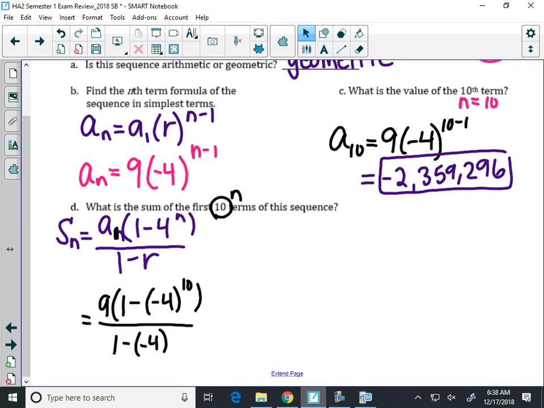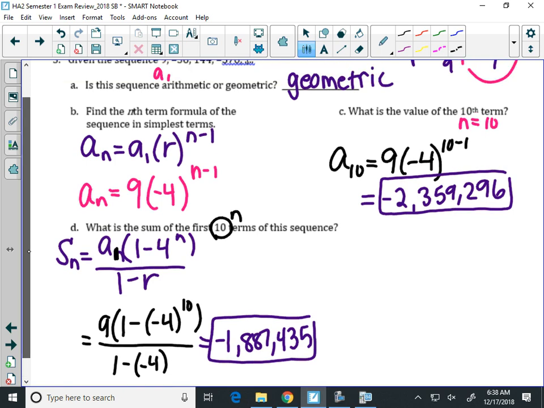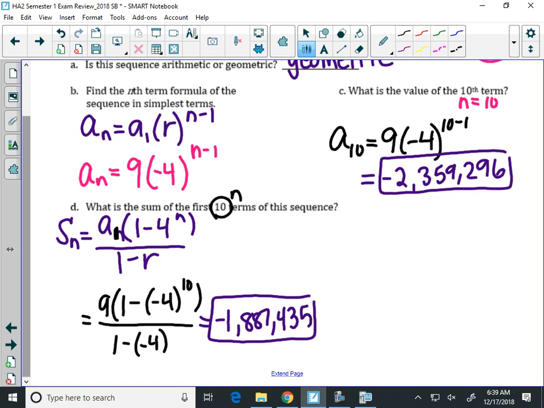1,887,435. Okay, so that's what you would get if you added up the first 10 terms of this series. So that'd be adding up 9 plus negative 36 plus 144, on and on. That's one way to do it. Not too hard to do that formula.